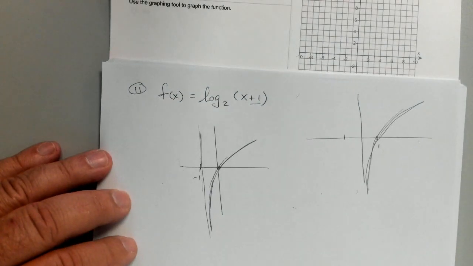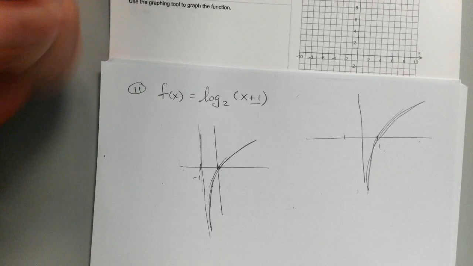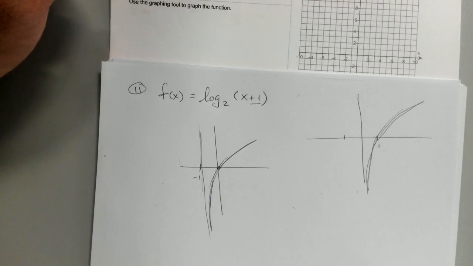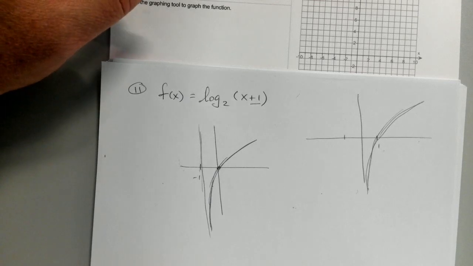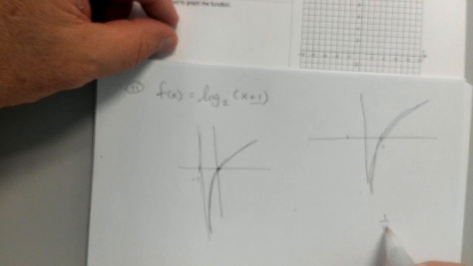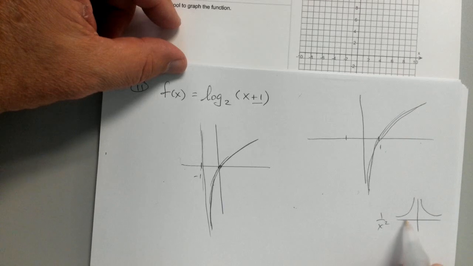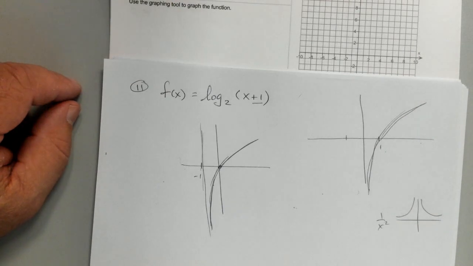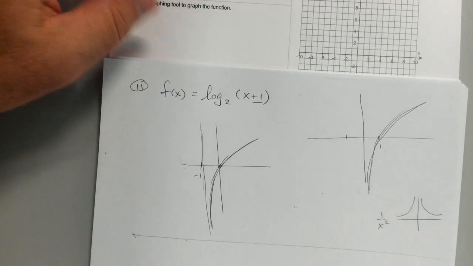What does asymptote mean? An asymptote is a vertical or horizontal line that the function cannot cross. It can approach infinitely, but never touch. Remember when we talked about the 1 over x squared function? It'll never be 0. It'll get infinitely close to it. In calculus, when we talk about limits and functions, we're going to talk about approaching infinitely close to a number or a value.